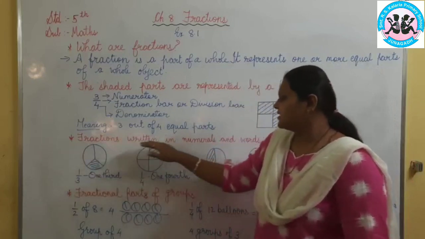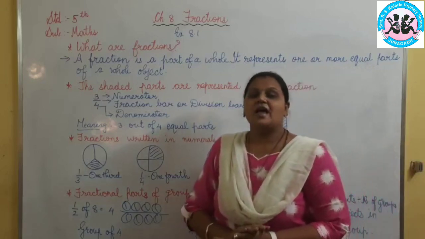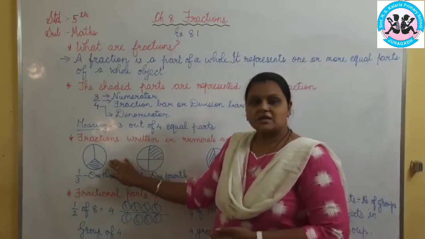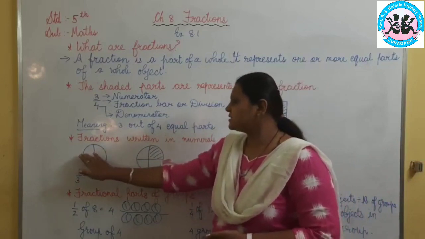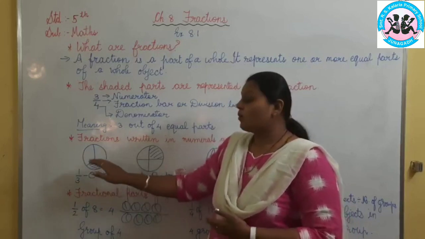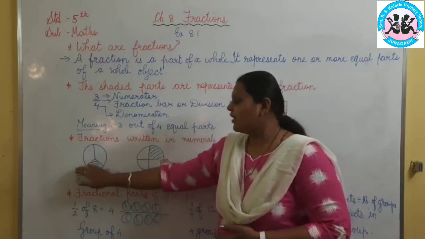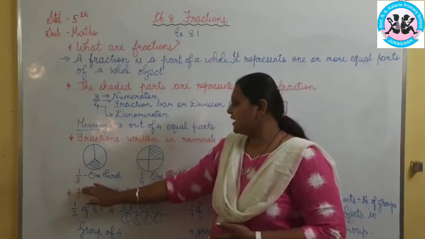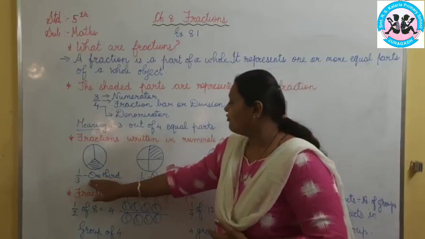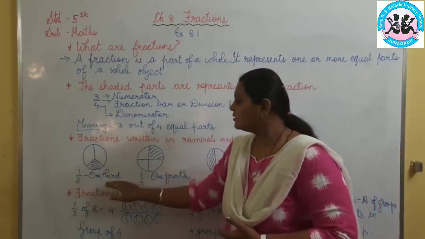Next, fraction is written in numeral and words. How to write fraction as numeral and in words? Now here figure of circle is given. Out of this, one part is colored and total parts are 3. So whatever parts are colored, that we will write as numerator. That is 1 upon 3. This is in numerals. Now how will I write as words? 1/3. Total parts 3, out of that 1 colored, 1/3.